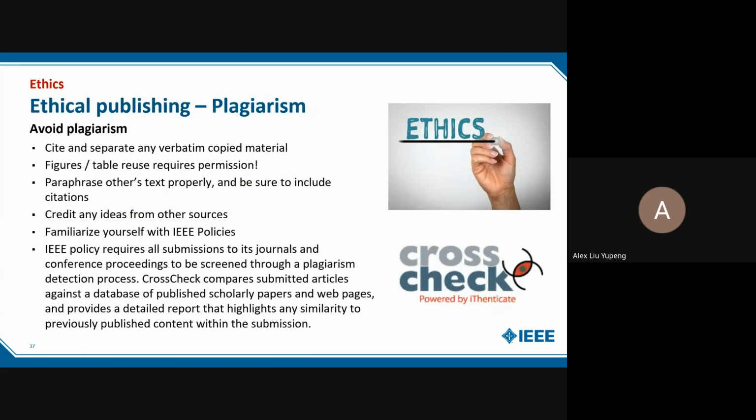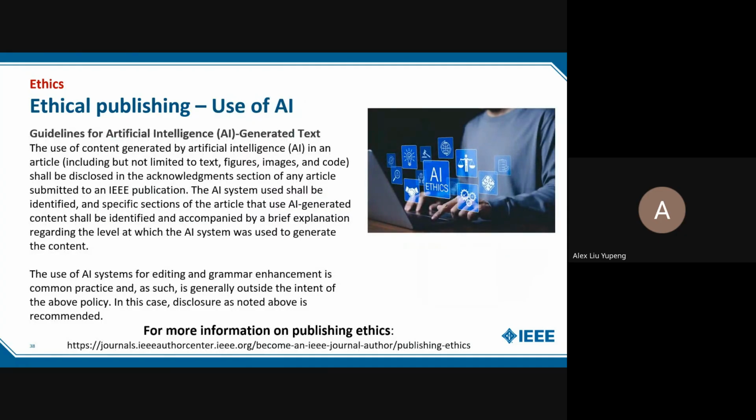I'm only focusing on the ethics in publishing. So the first one, plagiarism. Whatever is not ours, we should provide proper credit and citations. We should not steal other people's ideas and research, right? So that's the first one. Always provide proper citation. And the next one is the use of AI.